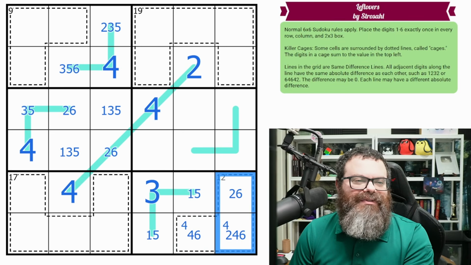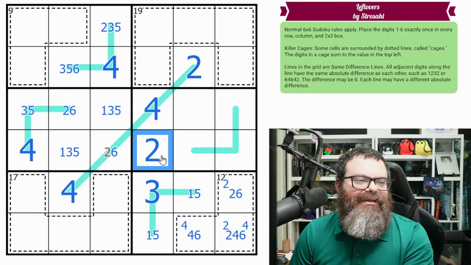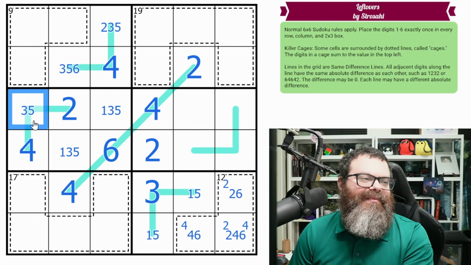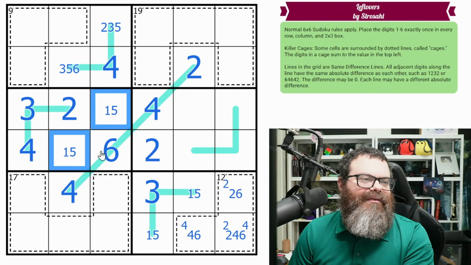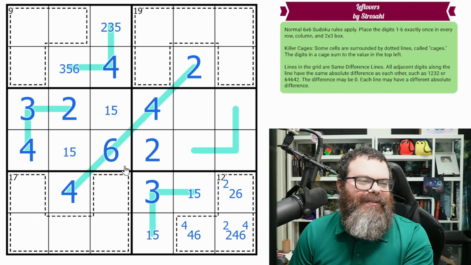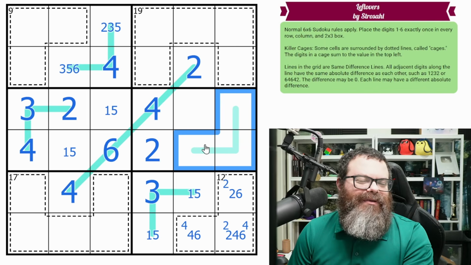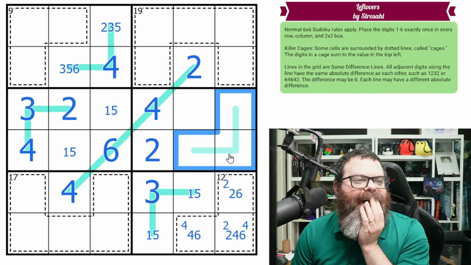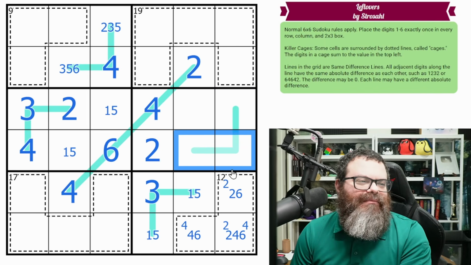It's not a 2. So 2's in one of these two. That places the 2 here. That's a 6. That's a 2. That means this is 2, 3, 4. These aren't 3s. That was nice. I bet we could figure this guy out. So down here we need 1, 3, 5.